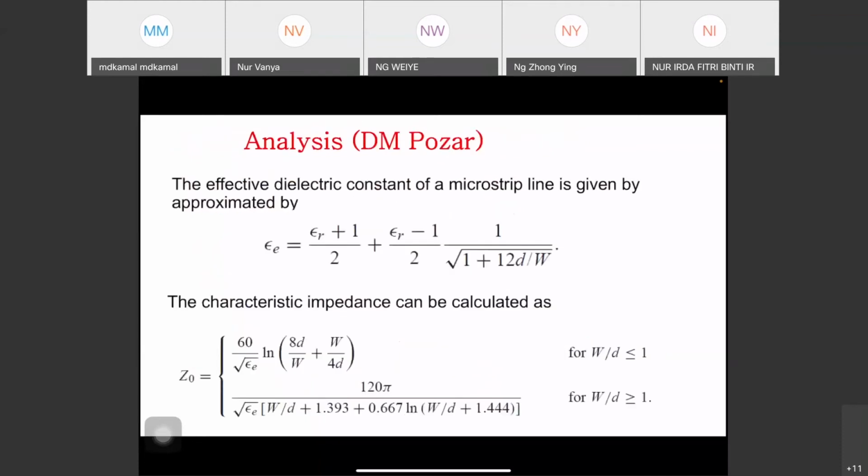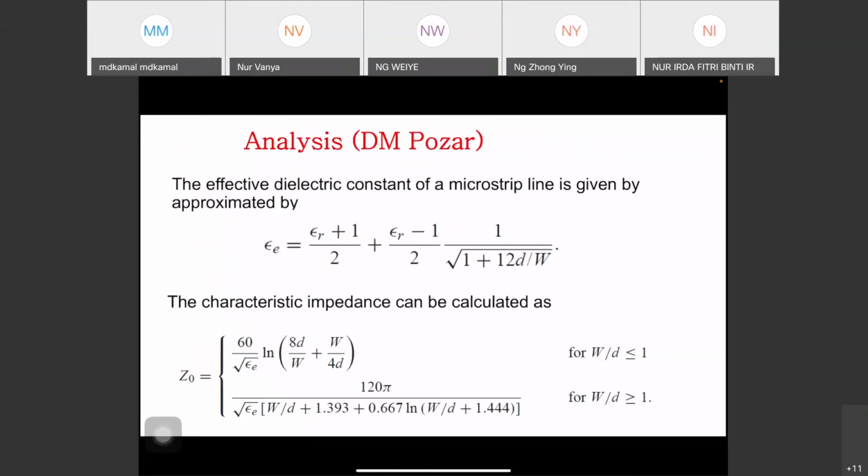I have one from Kai Chang, and another from Pozar. This one I took from the Pozar book. This is the standard effective permittivity concerning the microstrip line that almost everyone talks about. Epsilon e is equal to this, and this is the characteristic impedance. From this particular value, you can find Z naught. But the most important thing here is that you need to find epsilon effective first. Then from this epsilon effective, you put it into the equation and you can find your Z naught.